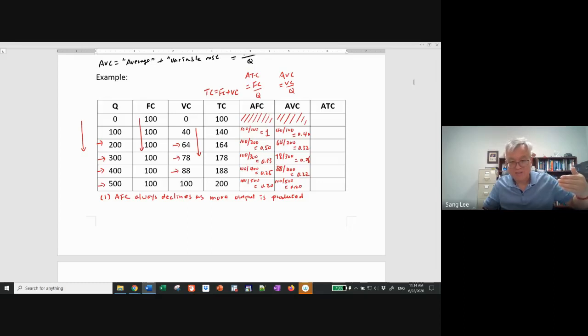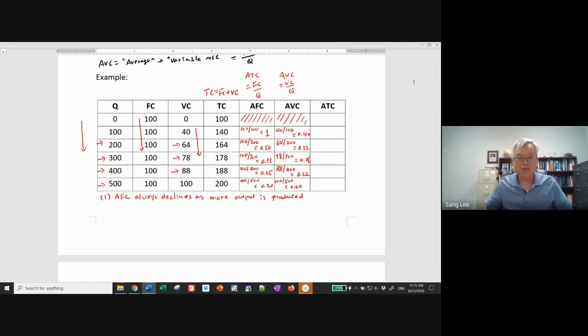Not necessarily. Now, average fixed cost always declines as more output is produced. That's always true. Why? Because fixed cost does not change, and you divide the same fixed cost by greater and greater output. So average fixed cost is always declining as more output is produced. But in this example, it appears that average variable cost also declines as more output is produced. But this is only true in this example, and you cannot generalize this finding.